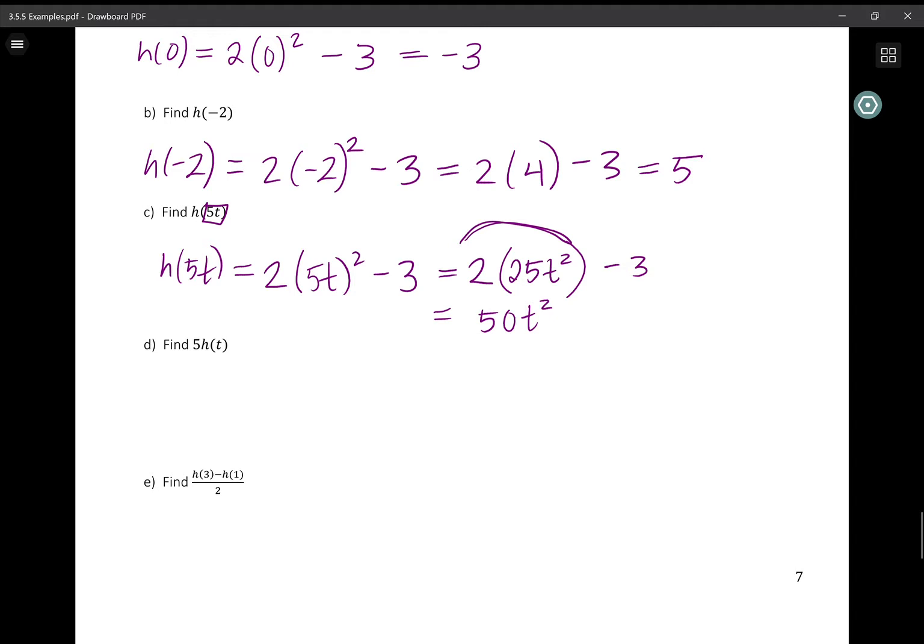There's no addition or subtraction to distribute across. And because the parentheses don't catch that minus 3, we don't distribute across that either. So just 50t squared minus 3.